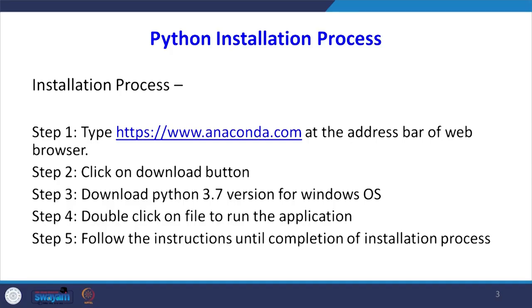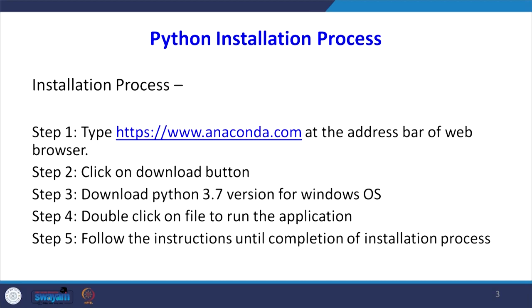As I told you, the first one is how to install this Python. There are 5 steps. Step 1 we are going to see in detail in coming slides. In step 1, we are going to visit this website www.anaconda.com at the address bar of the web browser. Second one, we are going to click on download button. Third one, we will download Python 3.7 version for Windows operating system. Then the fourth step, we will double click on file to run the application. The fifth one, we will follow the instruction until the completion of installation process.